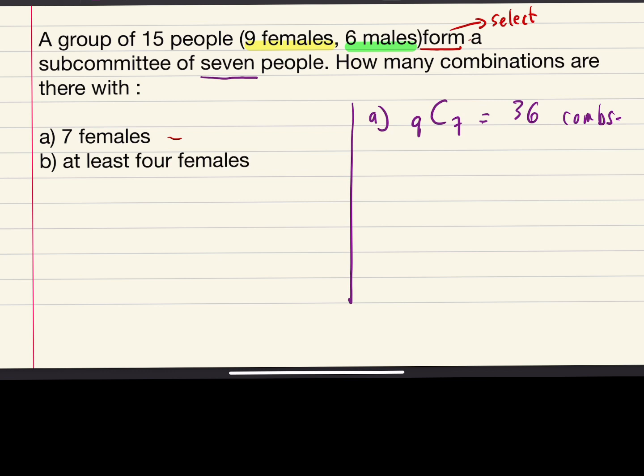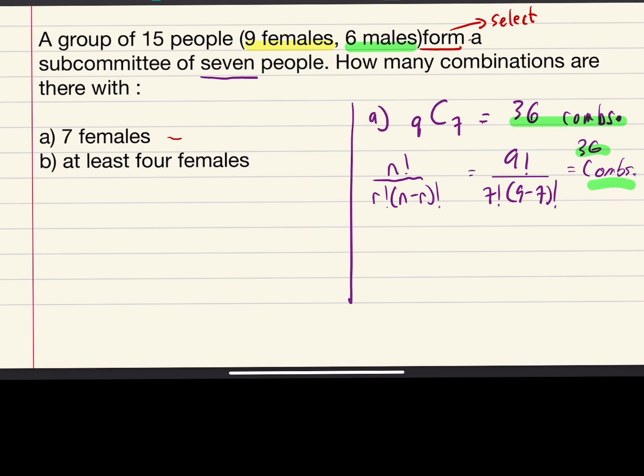Now, if I want to see how the numbers would apply to the formula, well, remember that the formula is n factorial over r factorial times n minus r factorial. And so subbing in the numbers would be n factorial over r factorial, which is 7, and then n minus 7 factorial. You plug this in, and you're also going to get 36 combinations. So this is a relatively straightforward question. Again, whatever we're seeing formed or select, we know that these are combinations.